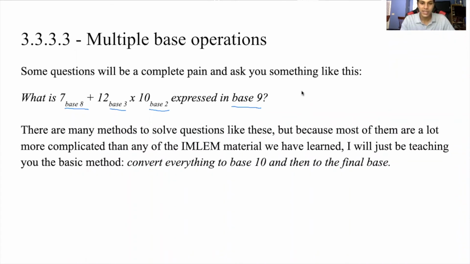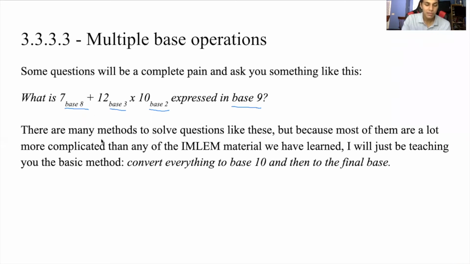Convert everything to base 10 and then convert back to whatever base you need to answer in. So in this example then, I'd convert 7 in base 8 to base 10, and then add whatever 1, 2 in base 3 is in base 10, and then multiply that by whatever 1, 0 in base 2 is in base 10, and then convert that base 10 number to base 9. Like I said, there are multiple methods to do this, but they're all really complicated. And this is by far the most simple one. And especially if you don't understand the more complicated methods, it's actually going to take you longer. So let's do this question out.